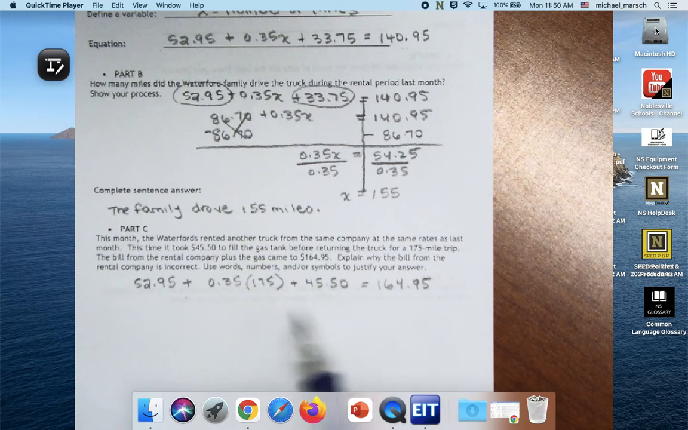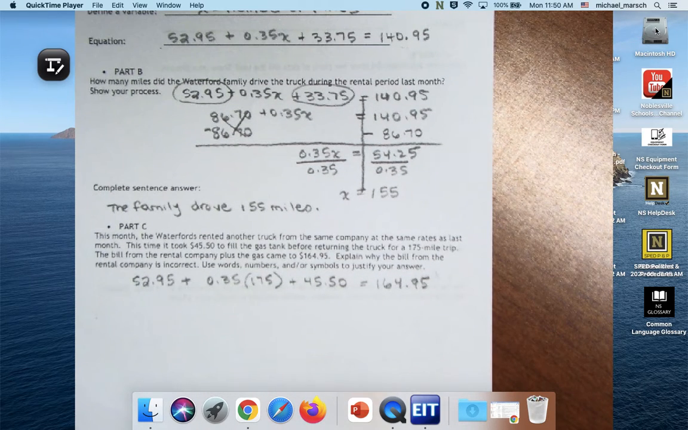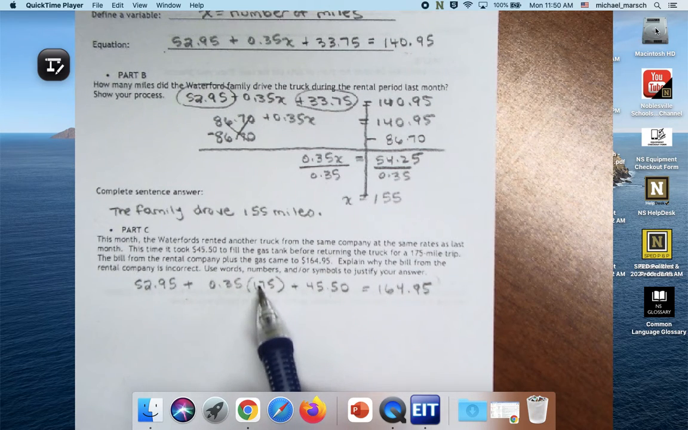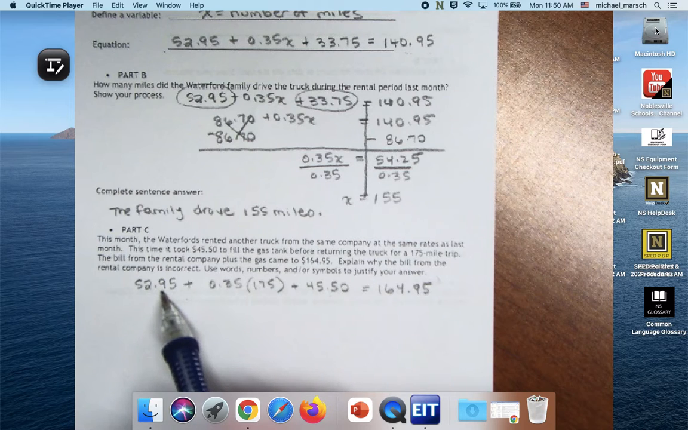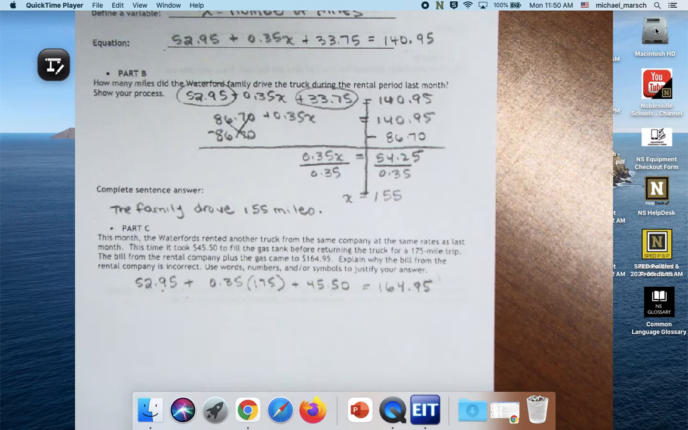And we're trying to see where's the mistake here because they were charged this much. So were they overcharged or undercharged? That's what we're trying to find out. This is the new gas that they had to fill up. This is how many miles they went. And this is how much the fee was to rent the truck. So we're just going to first find out what is 35 times 175. 61.25. Is that what you got?